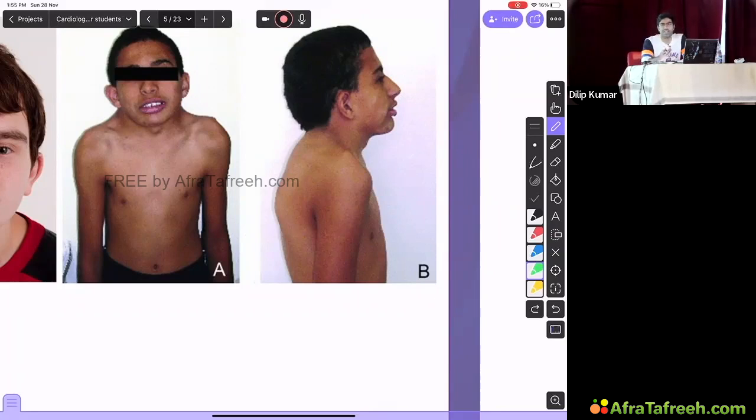What is the classic example of a short neck? Klippel-Feil anomaly. Have you heard about that? Klippel-Feil syndrome, where there will be fusion of one or more cervical vertebrae. Klippel-Feil anomaly, Klippel-Feil syndrome, is one of the characteristic examples of short neck, because in Klippel-Feil syndrome there will be fusion of one or more cervical vertebrae.